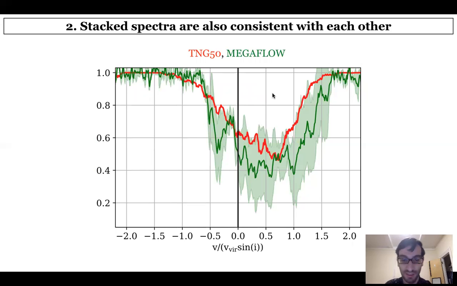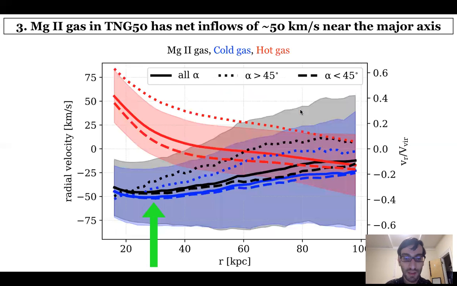So I'll note here that in our paper, we look in more detail at the spectra's dependencies on things like radius in the CGM and mass of the halo. So this next result comes from analyzing the full 3D kinematic information of the magnesium-2 gas in TNG50.